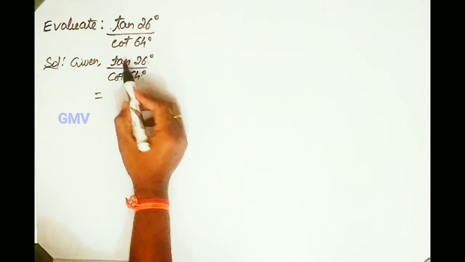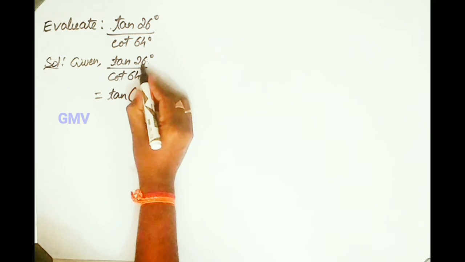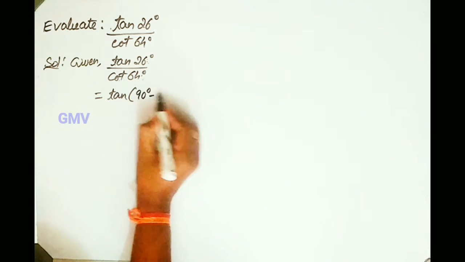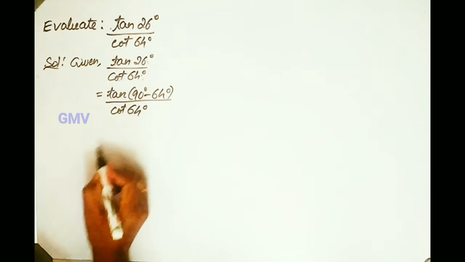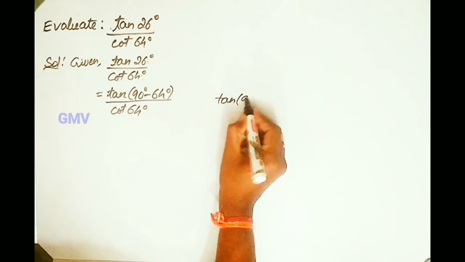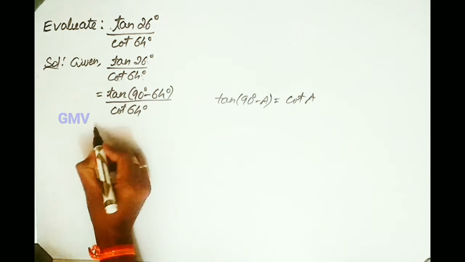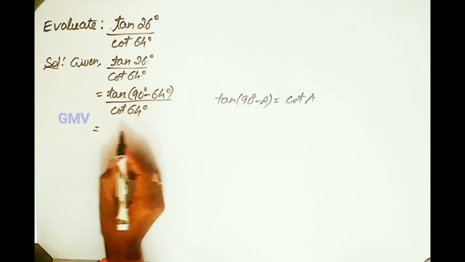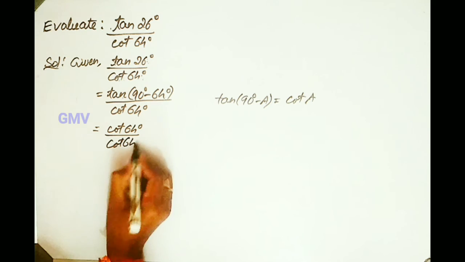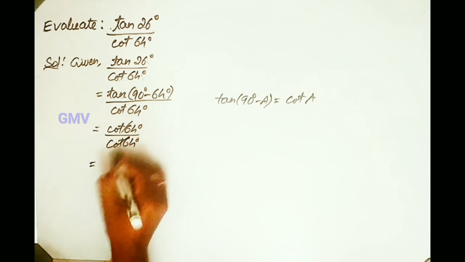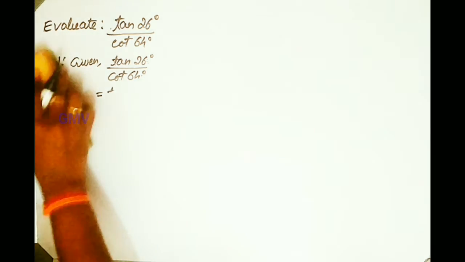We have to convert tan into cot or cot into tan. I will convert tan into cot. For this I will write tan as it is. And 26 degree can be written as 90 degree minus 64 degree by cot 64 degree. We know that tan 90 degree minus A is equal to cot A, because these two are complementary. So we can write tan 90 degree minus 64 degree as cot 64 degree by cot 64 degree as it is. This will get cancelled, we will get 1 as answer. Let's see the next problem.